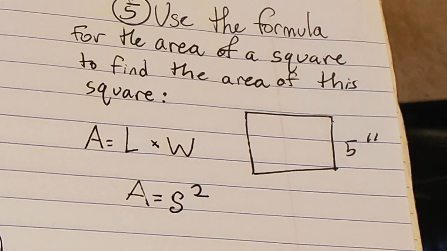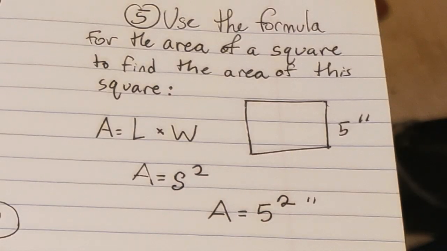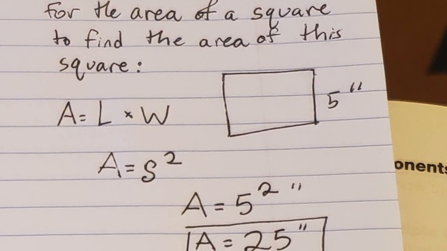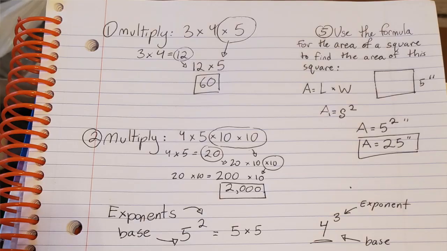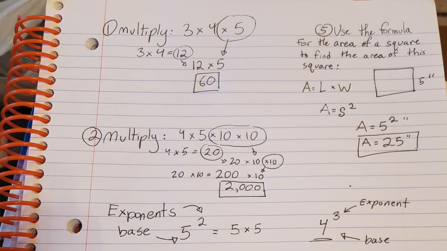The formula for finding the area of a square, we can just write it as area equals side squared. Okay, or as I've written it, A equals S squared. So then we just got to plug in our number, 5 inches I said, so we've got area equals 5 squared inches. Our area just equals 25 inches. So go ahead and give this a whirl.